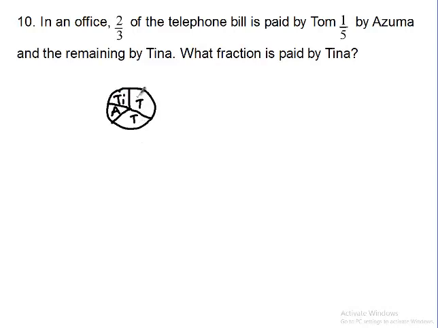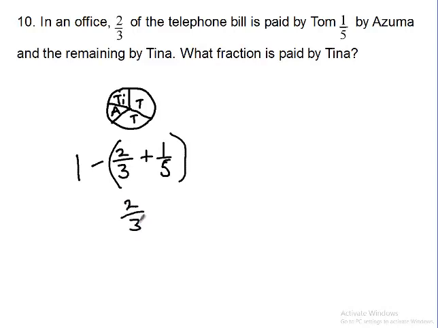So in other words, we should add what Tom is paying, we should add what Azuma is paying, and deduct it from what is there at the beginning, which is the one whole. So 2/3 plus 1/5, that is what Tom and Azuma are paying. And when we get our answer, we're going to subtract that answer from 1. So why don't we put that in the bracket? So that's what it looks like in order to solve it.